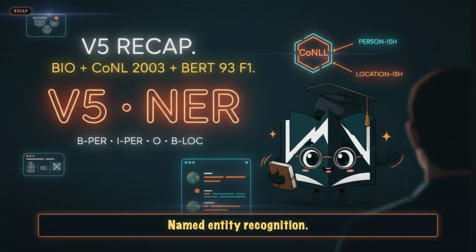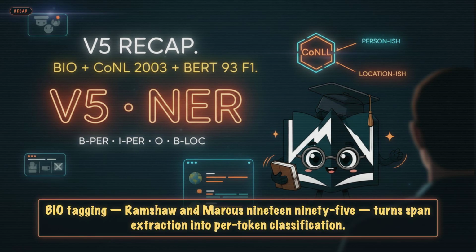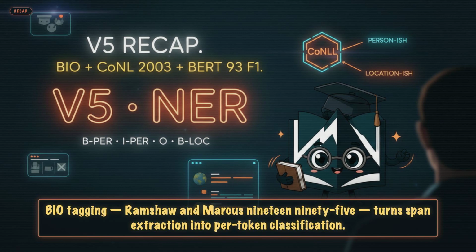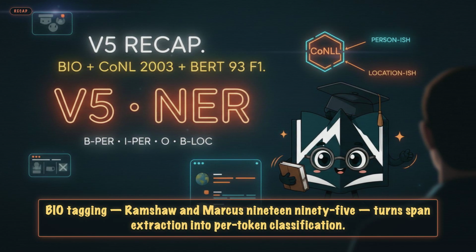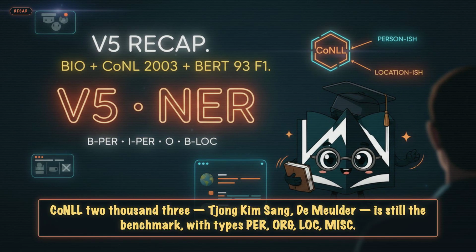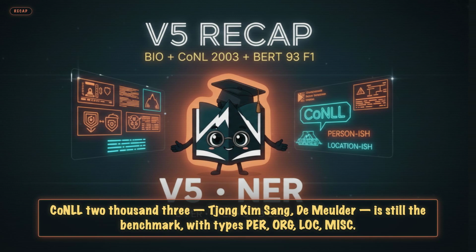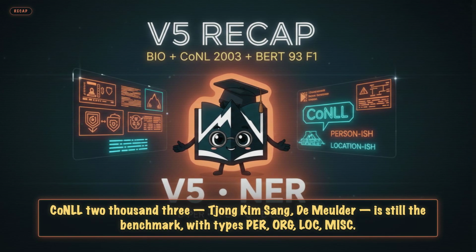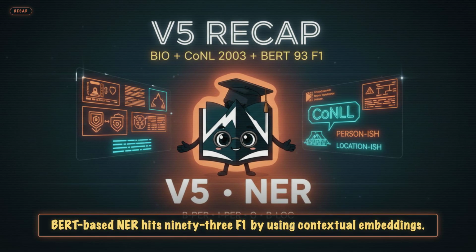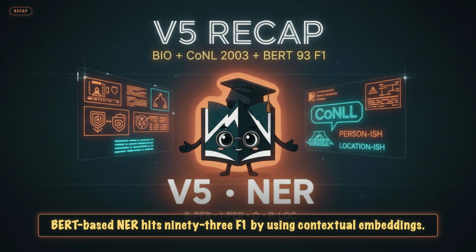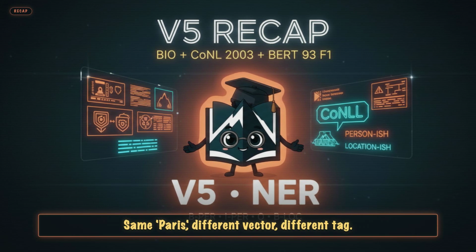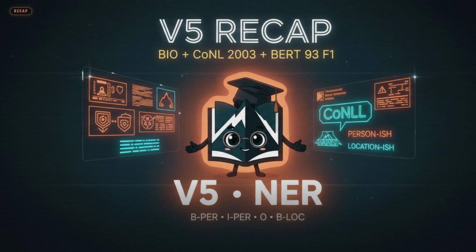V5. Named entity recognition. BIO tagging. Ramshaw and Marcus, 1995, turns span extraction into per-token classification. CoNLL 2003, Tjong Kim Sang and De Meulder, is still the benchmark, with types PER, ORG, LOC, MISC. BERT-based NER hits 93 F1 by using contextual embeddings. Same Paris, different vector, different tag.